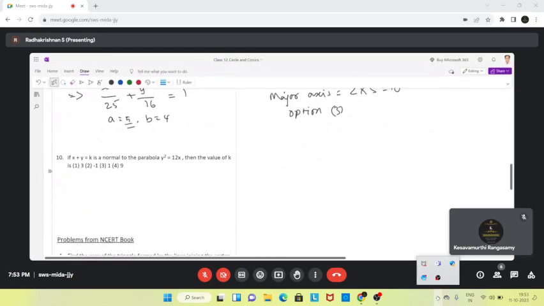Okay. If x plus y equal to k is a normal to the parabola y square equal to 12x, then what is the value of k? So y square equal to 12x. So y square equal to 4ax. So 4a is 12. So a is 3. This is your focus. Okay, so this is the given parabola.